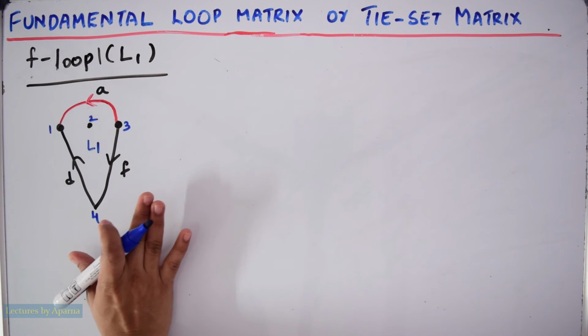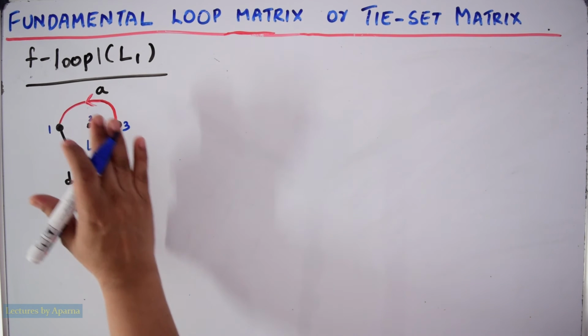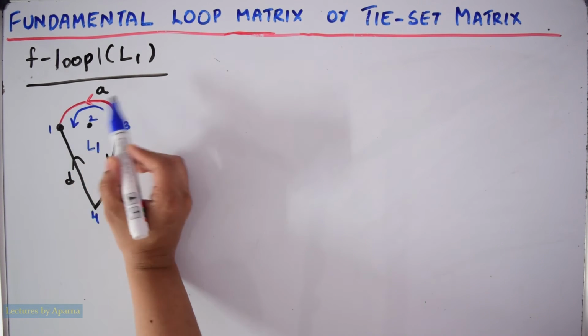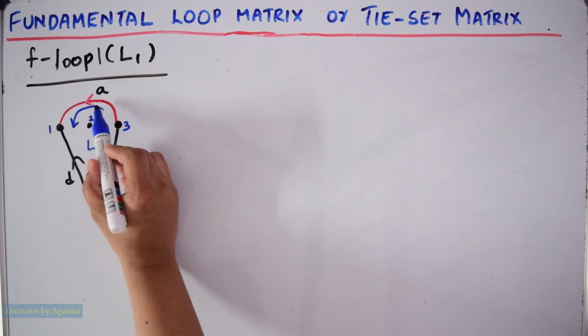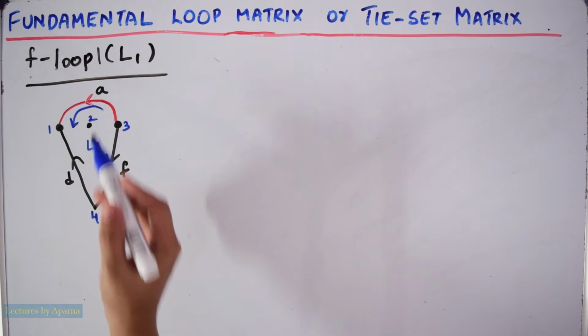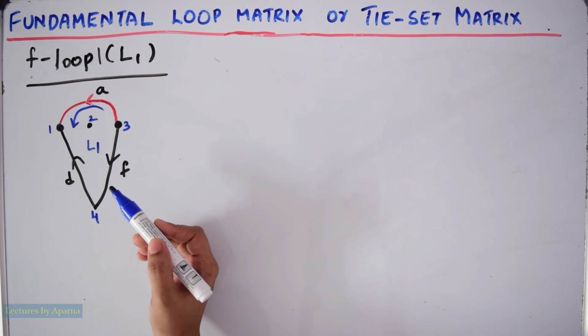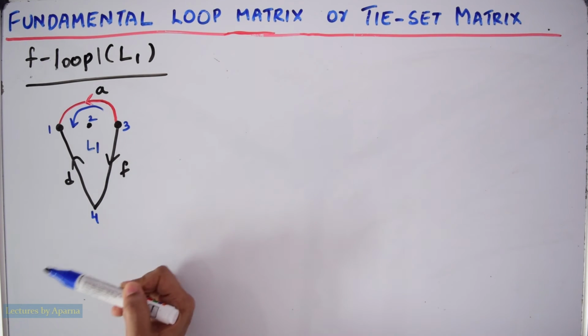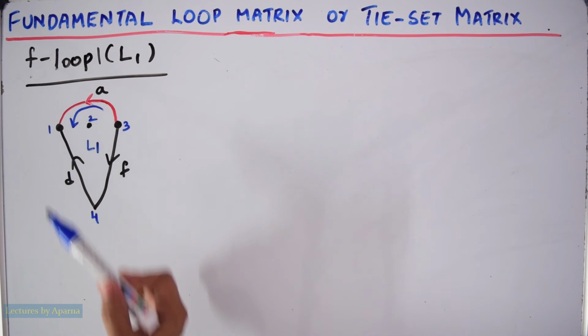Take the direction of the loop the same as the current direction in the link. So I am taking the direction of the loop like this, in the same direction as the current direction in the link. So here A is the link and D and F are the twigs. So the direction of the loop is like this.